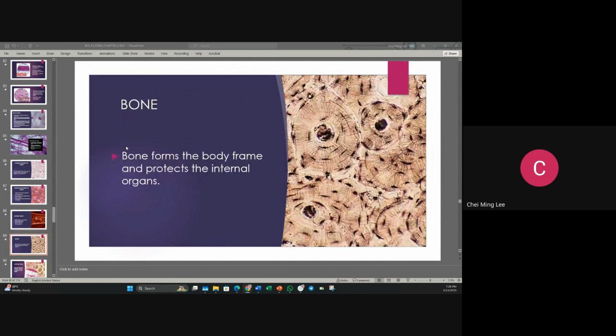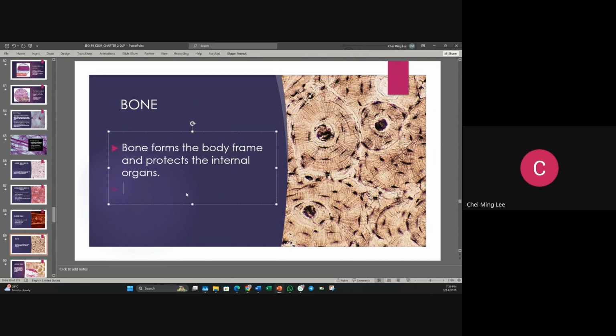Okay. Next, bone. Bone is also tissue actually. So bone will form the body frame and protect the internal organs. It also provides structural support. Okay, you can also write this one. It provides structural support.